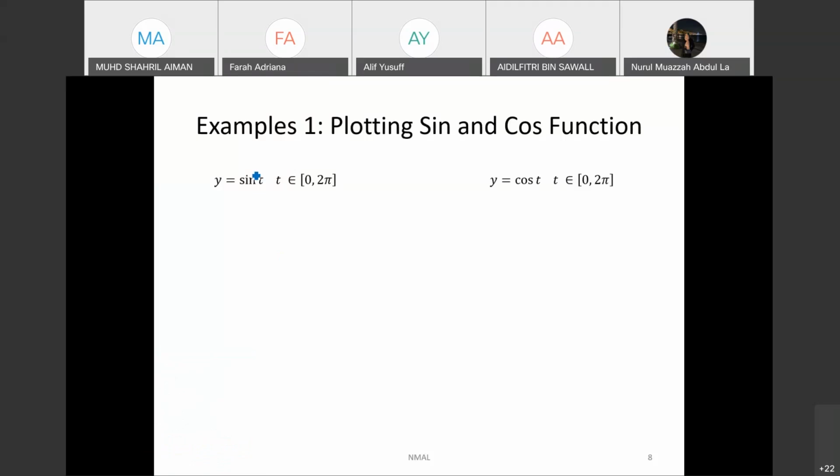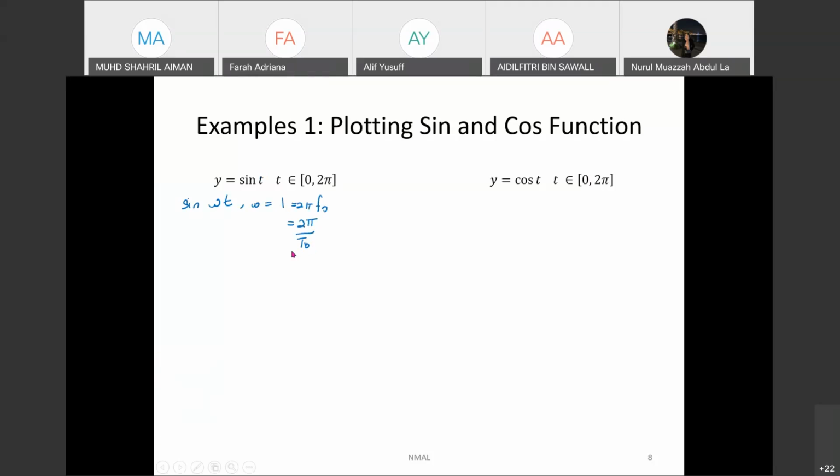Now I'm going to show you some examples on how to plot sine and also cosine functions. For the first one, sine t, with t a subset of 0 to 2 pi. We know that this is actually sine omega t, if you match it with the original equation. So from here, you know that omega is 1, because there is no number next to t. So omega is also equal to 2 pi f naught, which is also equal to 2 pi over t naught.